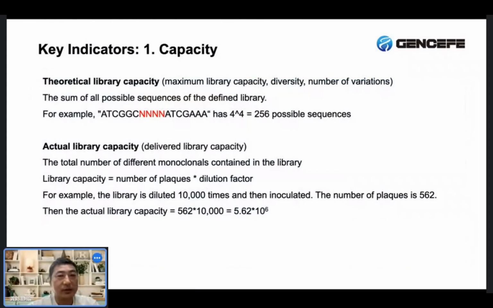Next, I'm going to introduce some concepts of key indicators of a library, which are used to evaluate the quality of a library. Here are the concepts of theoretical library capacity and actual library capacity. The theoretical capacity means how many different variations there are in the library. It is the maximum library capacity. So here, if you have a sequence listed here with 4 Ns in the sequence, the diversity would be 4 to the power of 4, which equals 256. So there are 256 possible sequences. This is the theoretical library capacity.